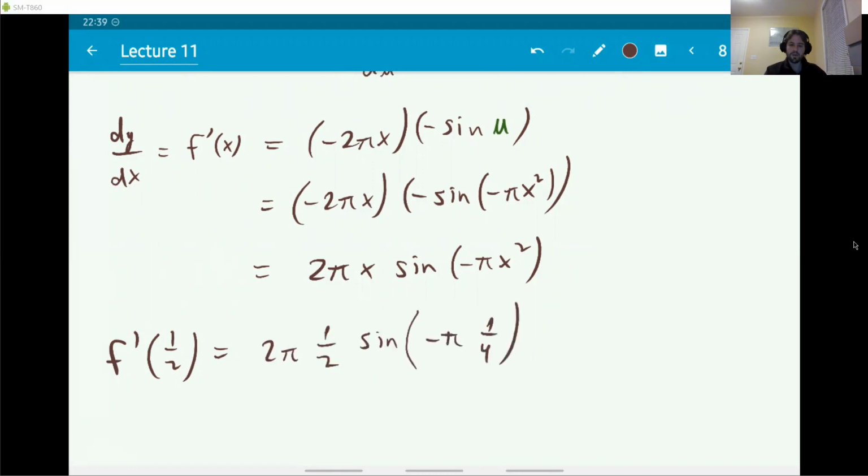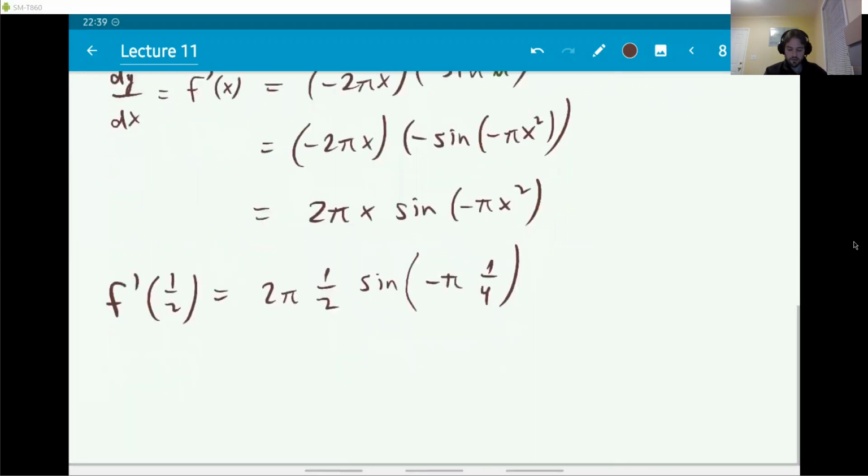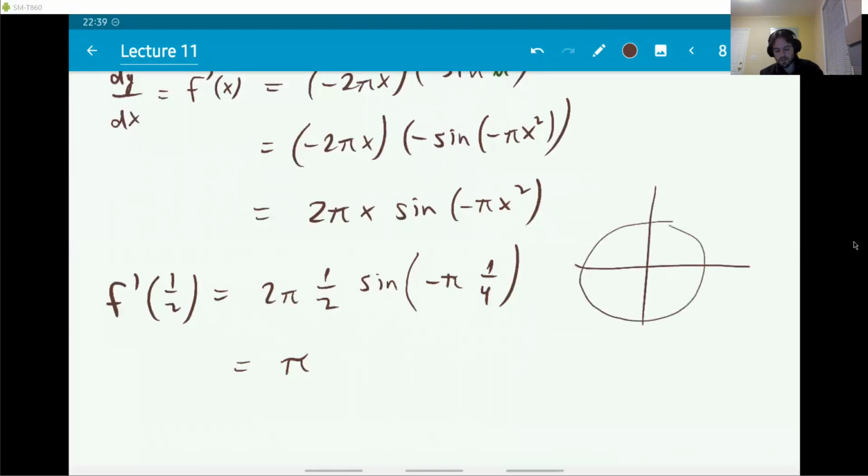1/2 squared is 1/4. And this is an angle whose sine we can find. So first of all, 2 pi times 1/2 is just pi. And now this angle is minus pi over 4. Thinking about the unit circle, minus pi over 4 is in the fourth quadrant. This is an angle with a negative value for sine. It's minus root 2 over 2. It's the angle of minus 45 degrees if you prefer to think about degrees. So this derivative involves root 2 over 2 and also pi, and it's negative.